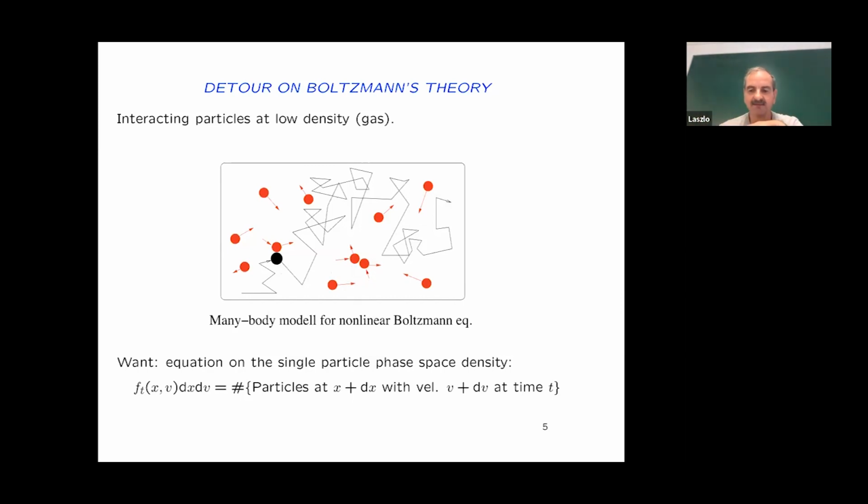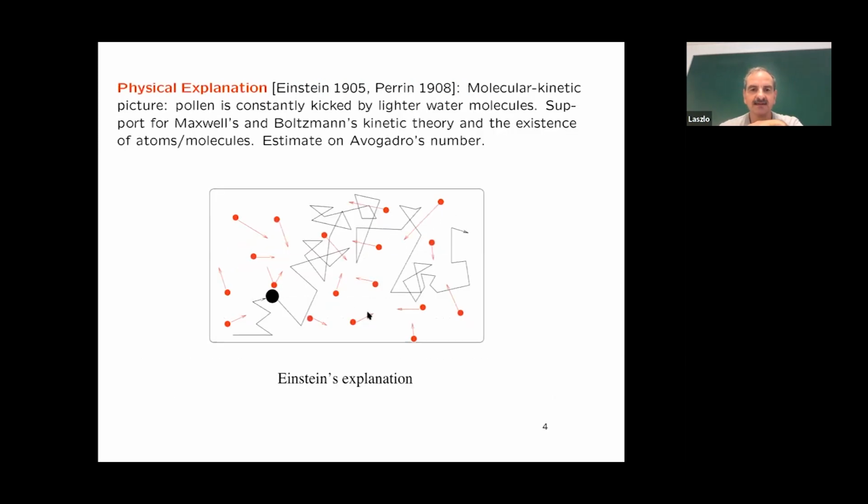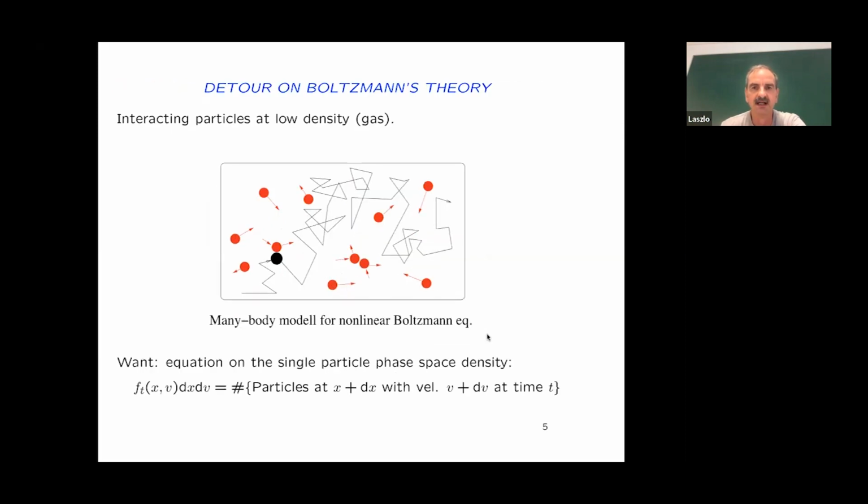Everybody interacts with everybody else. In contrast with the previous picture, in Einstein's picture, the small particles are supposed to be non-interacting; they are so tiny that they never collide with each other, but they do collide with the big particle. So these are two different pictures, and of course, the Boltzmann situation is the more complicated one.